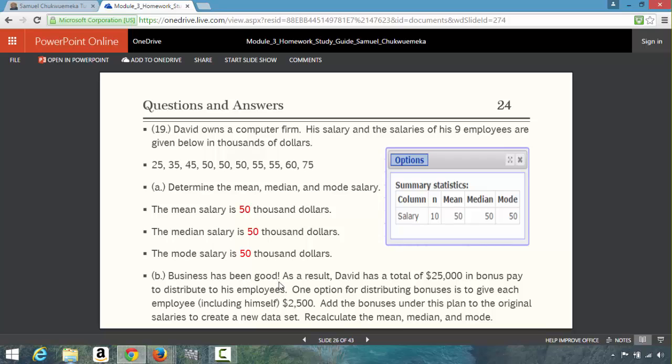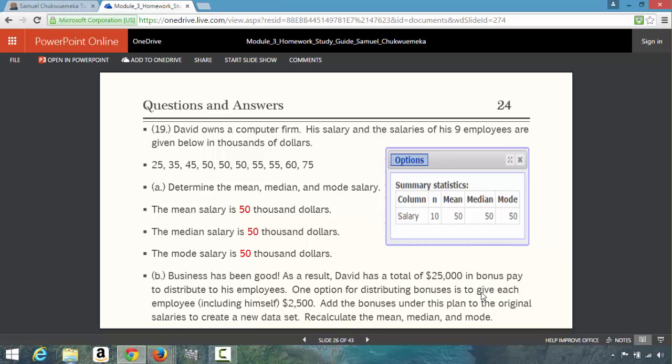B, business has been good. As a result, David has a total of $25,000 in bonus pay to distribute to his employees. One option for distributing bonuses is to give each employee, including himself, $2,500. So that's an option.